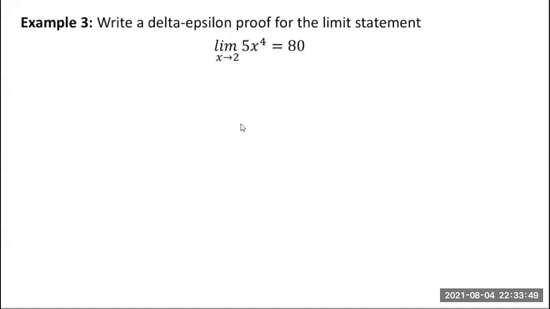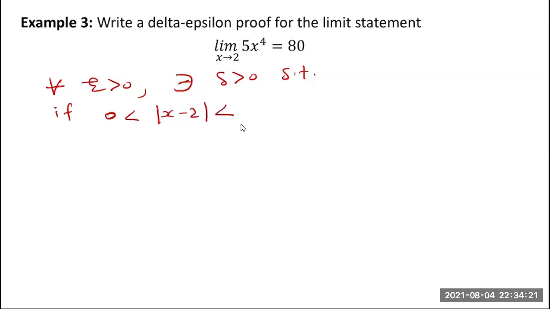Again, we need to give the delta-epsilon proof for this limit statement. Let's write the definition. This limit statement means: for all epsilon greater than 0, there exists delta greater than 0, such that if the absolute value of x minus 2 is greater than 0 and less than delta, then you should have the absolute value of f of x minus L less than epsilon.